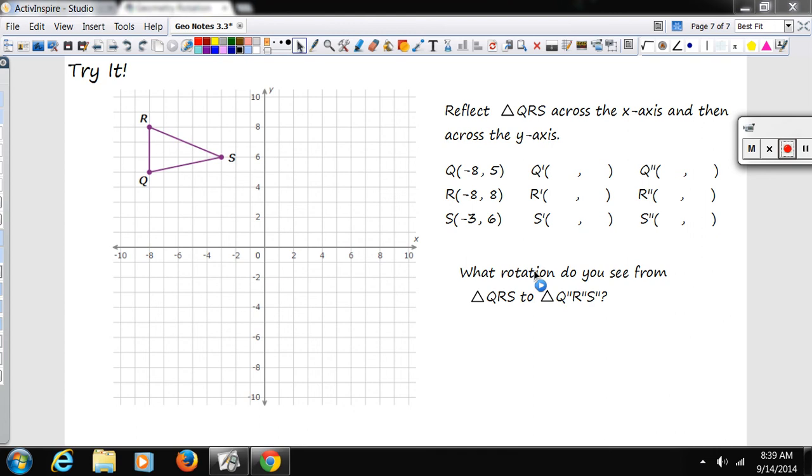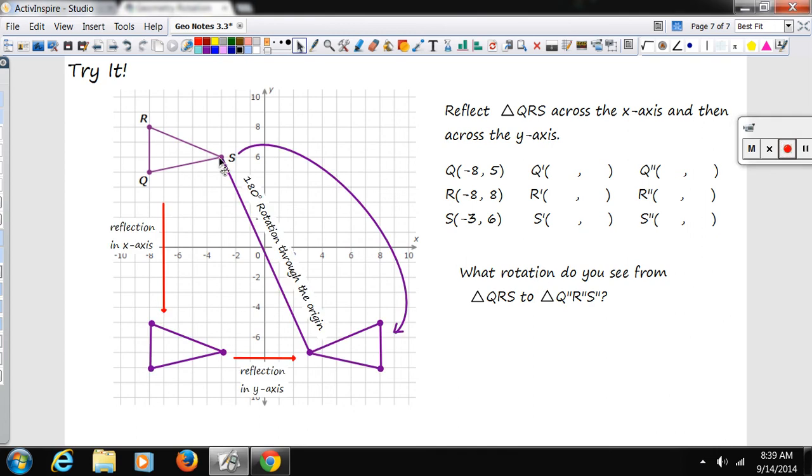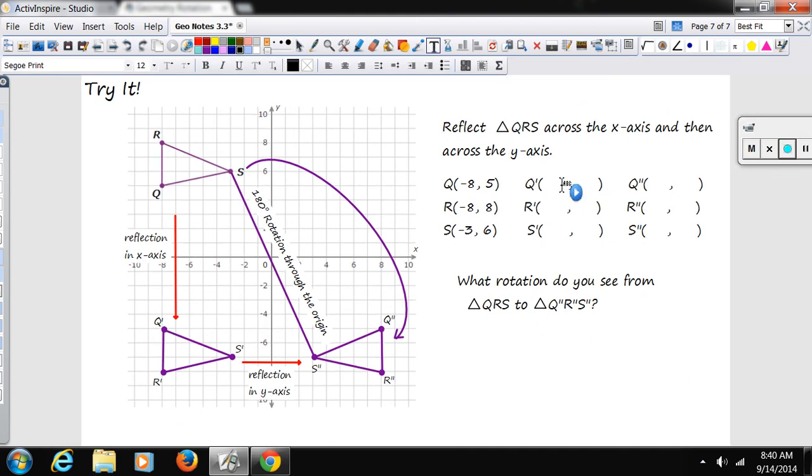So if you reflected it twice, if you went across the x-axis and then across the y-axis, so you flipped it here and then you flipped it over here, that would make a single rotation of 180 degrees because you flipped it over two 90-degree angles. Here would be the points, Q prime, R prime, S prime, and Q double prime, S double prime, R double prime.